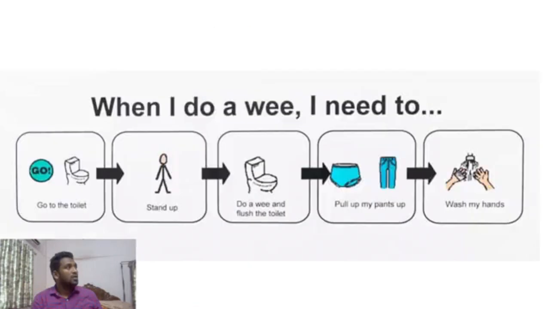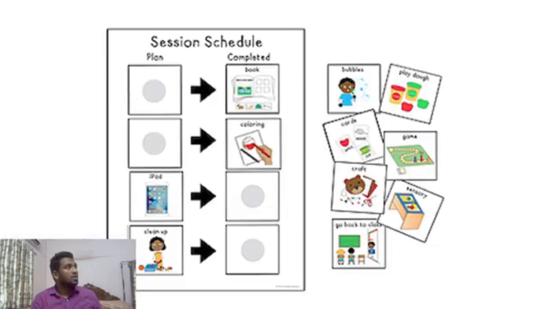put it. Okay. So you can make smaller steps, like go to toilet, then stand up, then do your work, then pull up your pants, and then wash your hands. And further you can make even smaller steps: ask for help, open the door, go to toilet, take out the pan, do your work, then put the pan down, flush, then take out, pull up your pants and wash your hands. Okay.